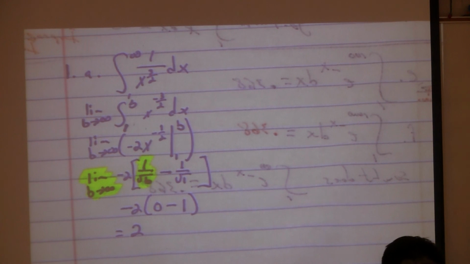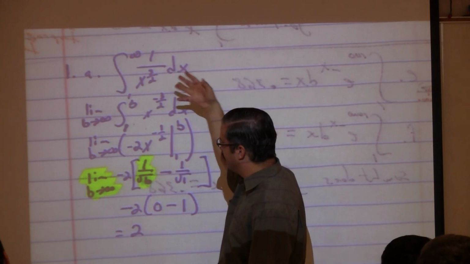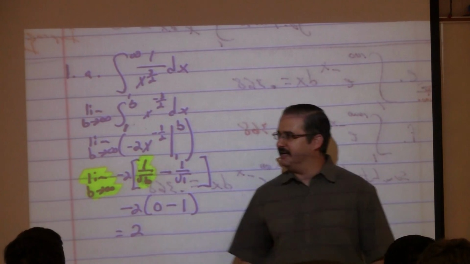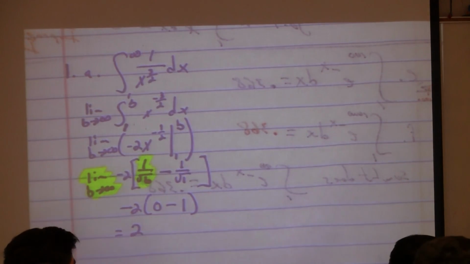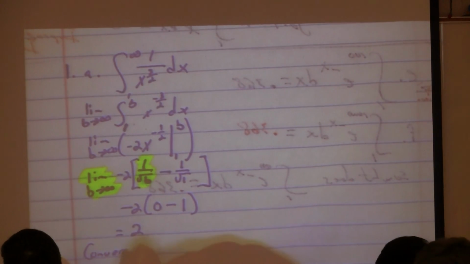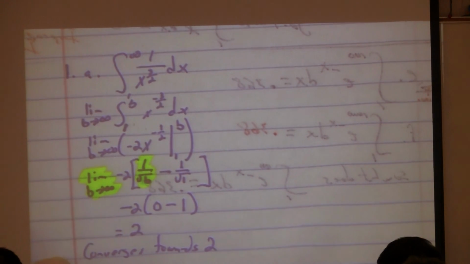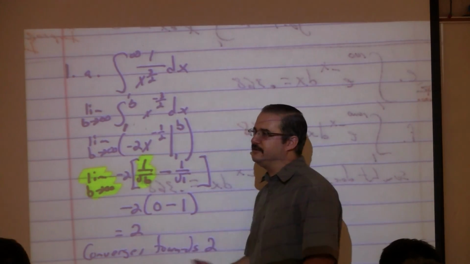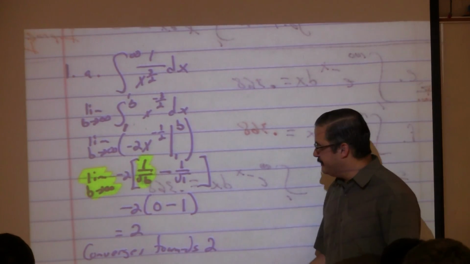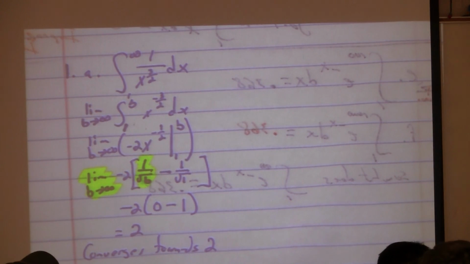Wow, so was it enough? Was that 0.5 enough to make it grow fast enough for us to end up with a finite limit? Yes. So what is this integral doing? It's converging, and we say towards what? Towards 2. Will it ever actually get to 2? Maybe, maybe not. We don't know, but we say it converges towards 2 because it's getting really close to 2.